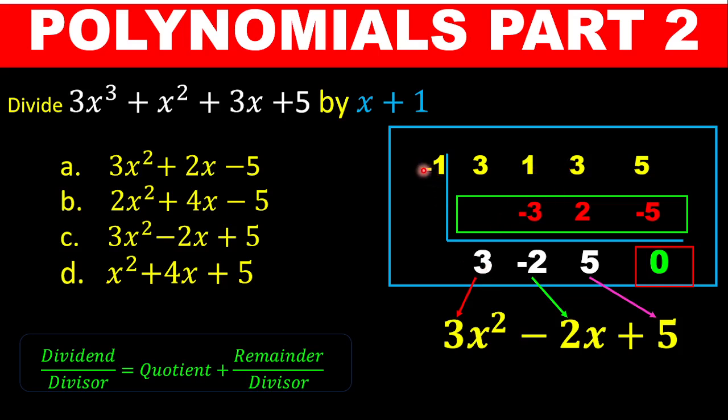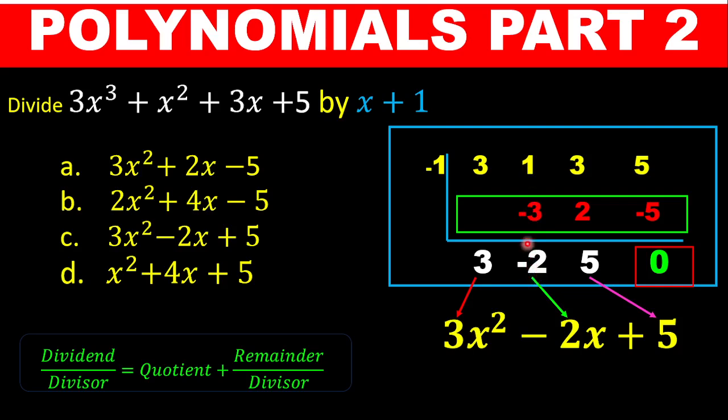So the minus 1 times 3, which is giving us negative 3, should be written under the 1. So we have it here, minus 3. Remember, minus 1 times this 3 is giving us 3. Now we want to add these two numbers. So 1 plus negative 3 will give us minus 2.